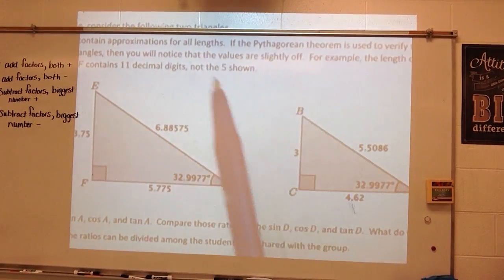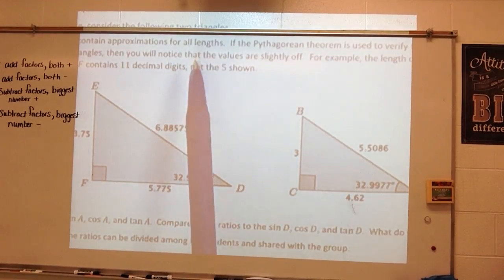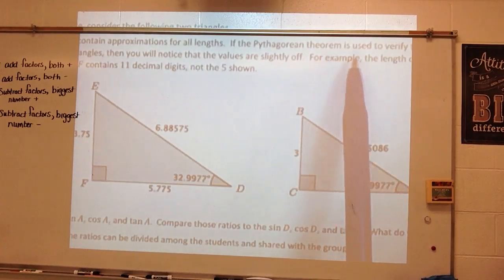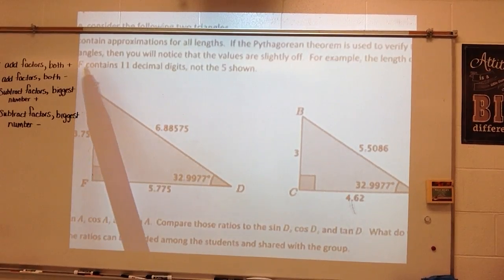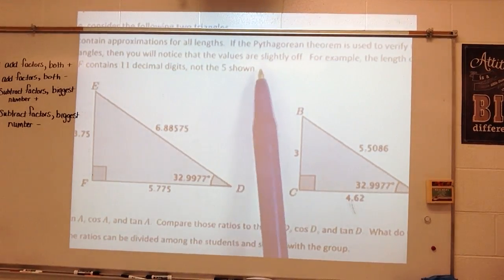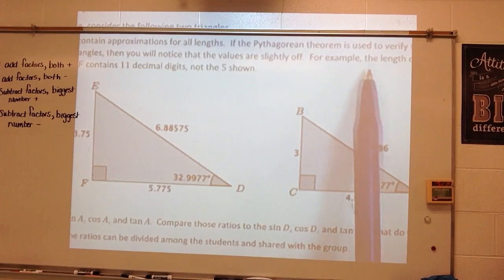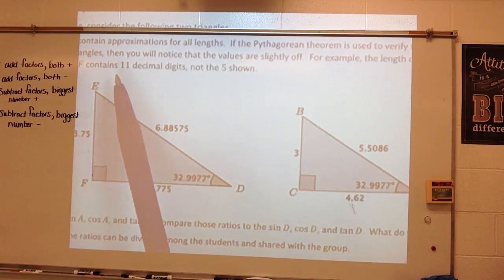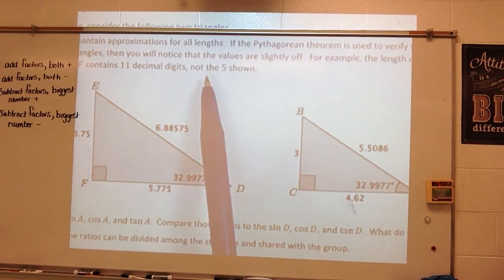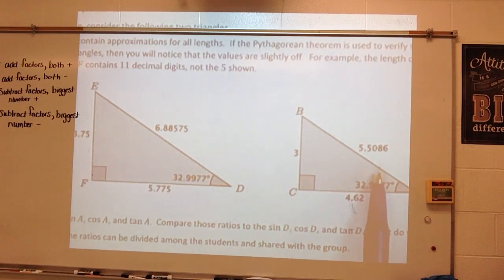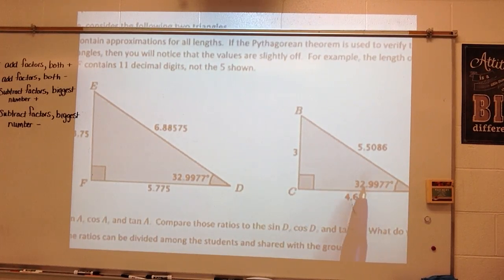The triangles below contain approximations for all lengths. If the Pythagorean theorem is used to verify that the triangles are right triangles, then you will notice that the values are slightly off. For example, the length of the hypotenuse contains 11 decimal digits, not the 5 shown. So find the sine of A, the cosine of A, and the tangent of A. Compare those ratios to the sine of D, cosine of D, and tangent of D.